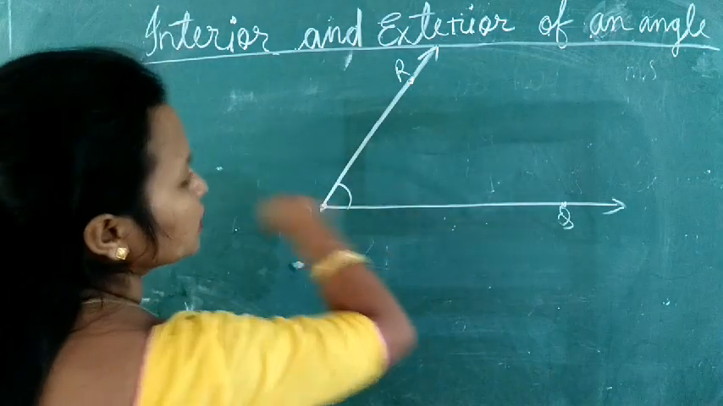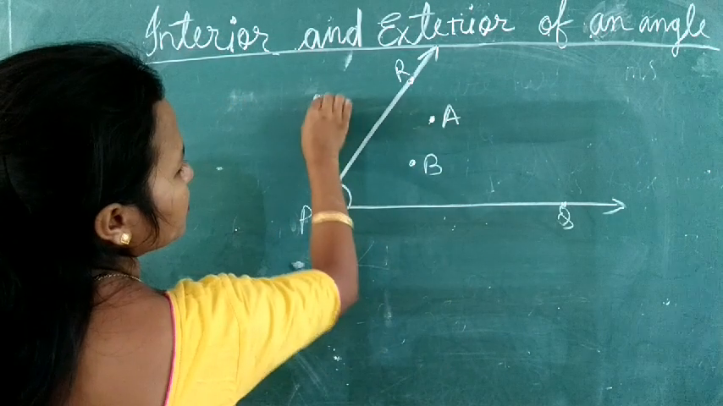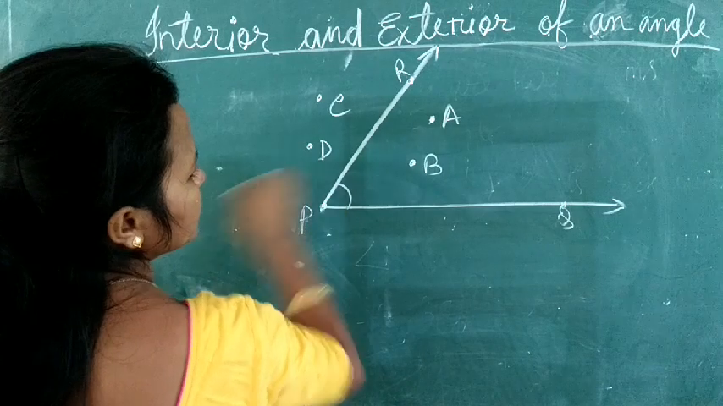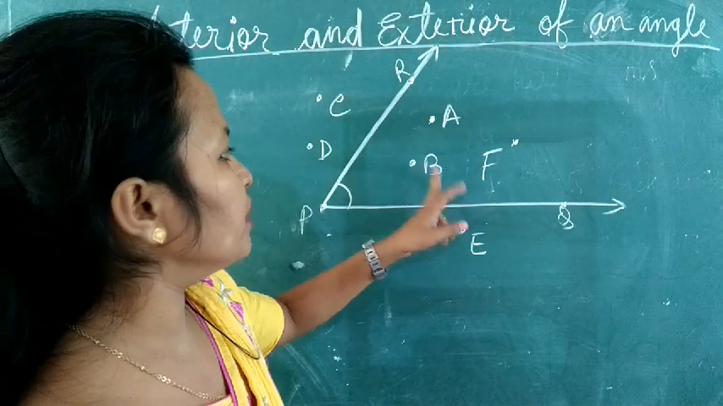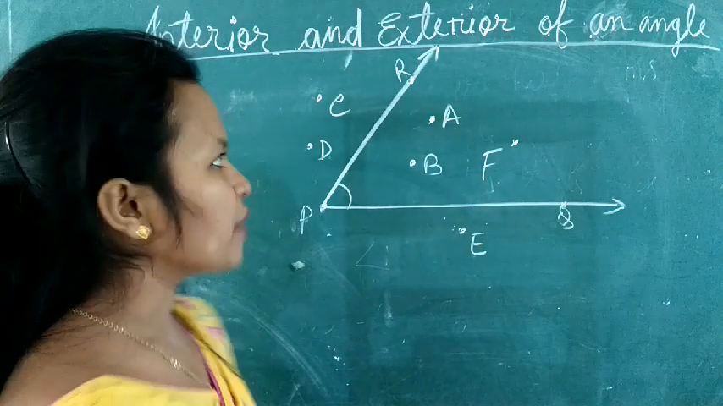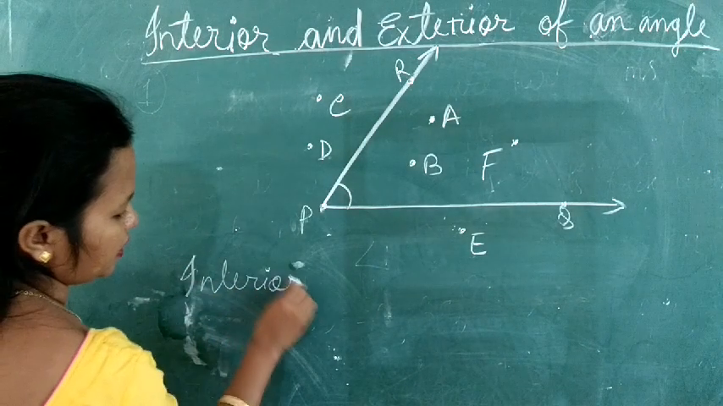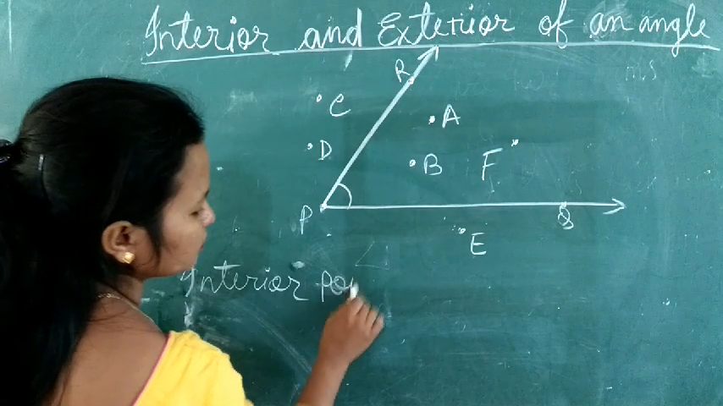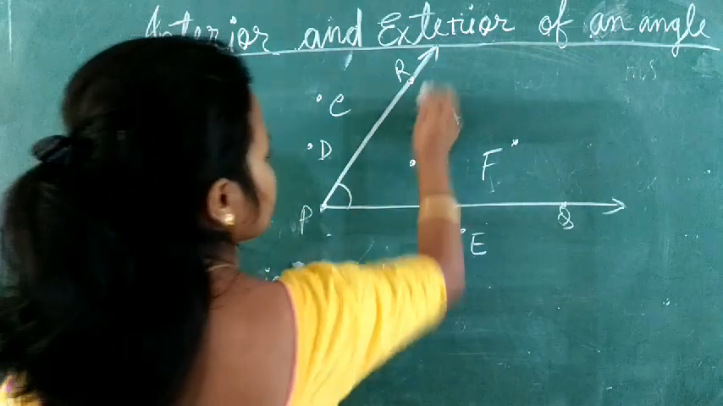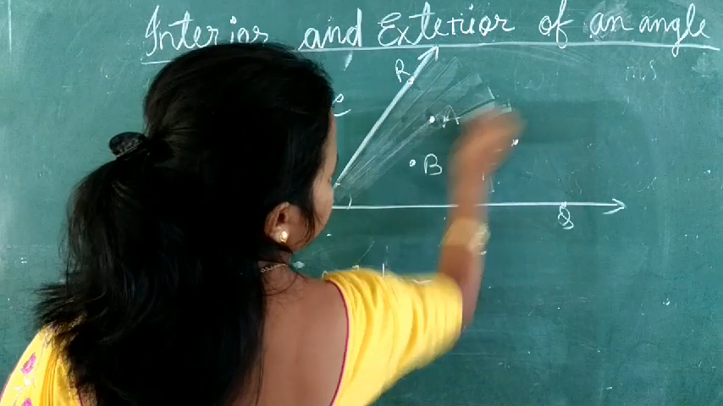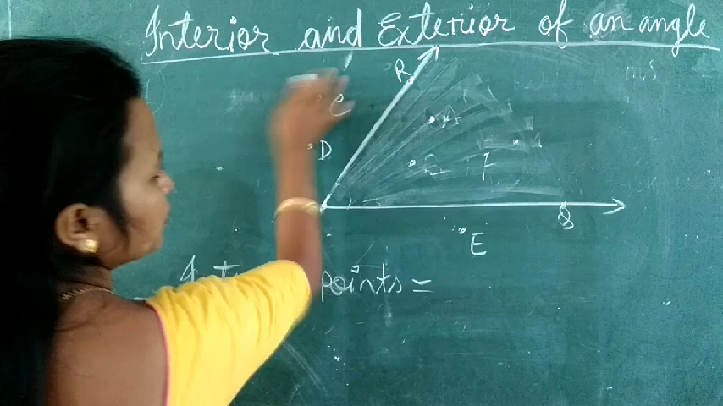Now you see, in this angle, suppose I am marking some points. I am giving two points here, A and B, and another point here, C. Another one is D, here one is E, and here F. Point A, point B, point C, D, E, and F. Now what is interior? If I ask you to name the interior points, interior means these are inside. These are interior, and outside of this angle, these are exterior.